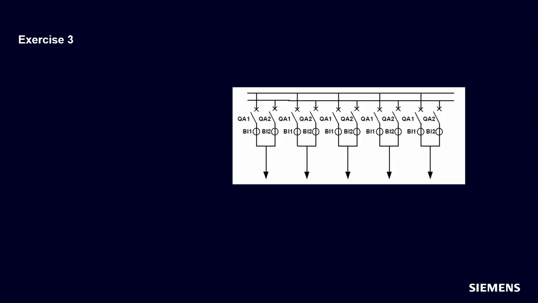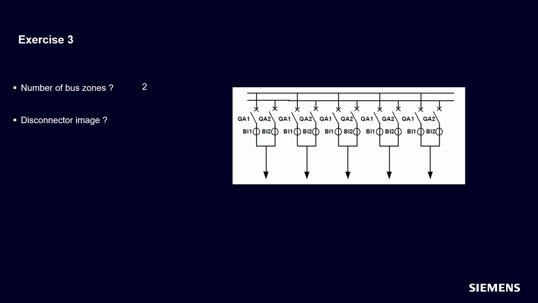Exercise 3 may also be quite interesting. First of all, how many bus zones do we need? I think this could be answered quite fast. Of course, we need 2 bus zones. Do we need a disconnector image?